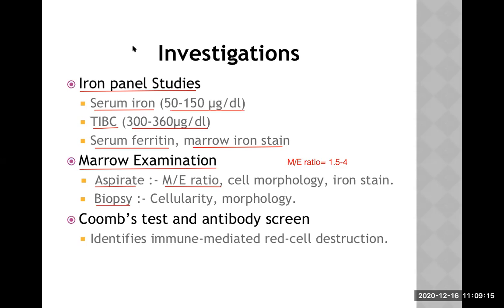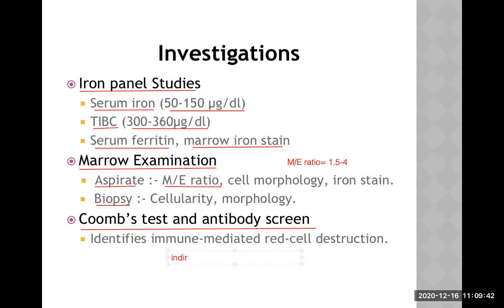Now, let's move on. Another important part of investigation is called Coombs test and the antibody screen. This Coombs test and antibody screen will identify certain abnormal antibody, and if they are present, that means this is autoimmune hemolytic anemia. Now there are two types of Coombs test which we do.